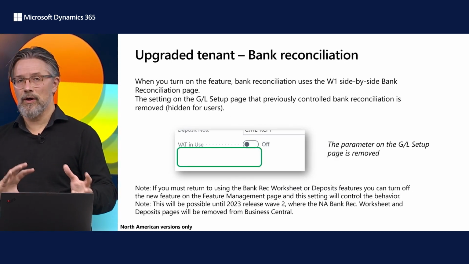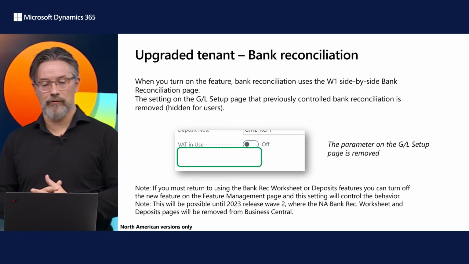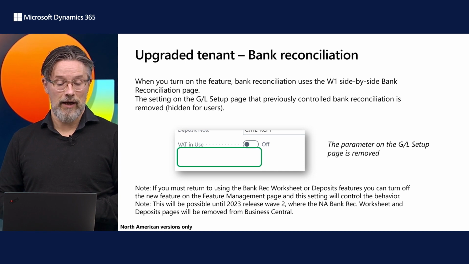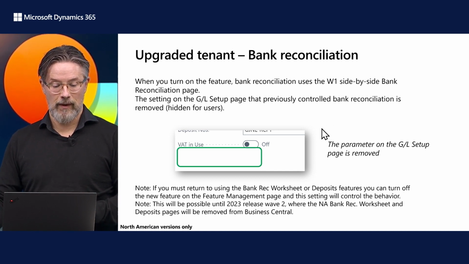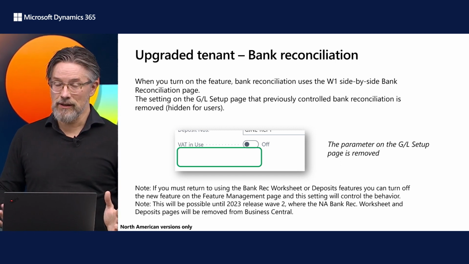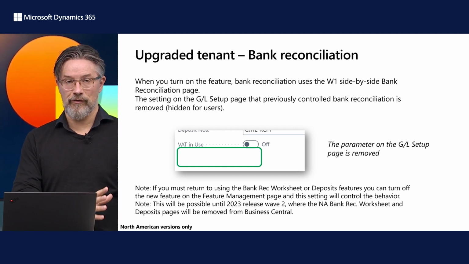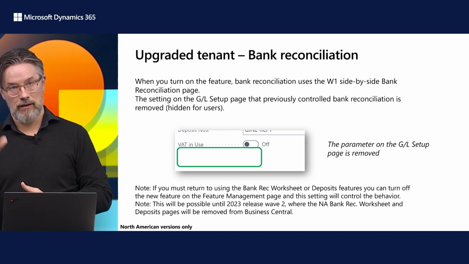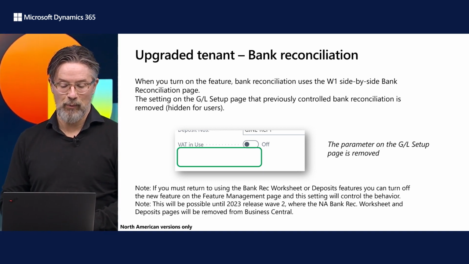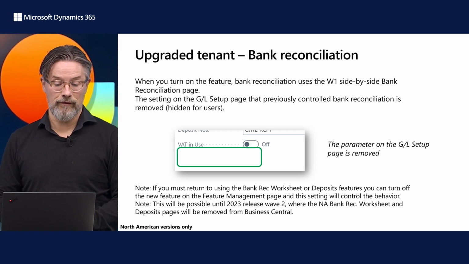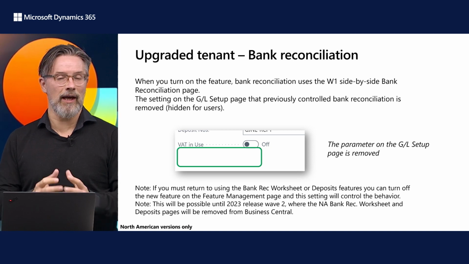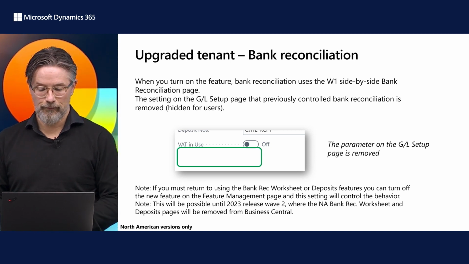That also means that you have now moved on to the standard way of doing bankrec, and that you won't need the toggle that you had in GL. So we have removed that from the GL setup page. However, if there is a reason that you need to go back to North American bankrec worksheet, you just go to feature management and flip the feature flag back to off. Then you will be able to be back as if you didn't turn it on.